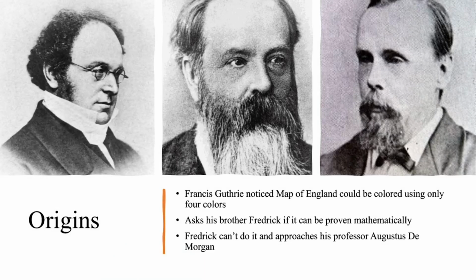The four-color theorem originated when mapmaker Francis Guthrie noted that a map of England could be colored using only four colors. He went to ask his brother Frederick, who was studying math under Augustus de Morgan, if it could be proven mathematically. His brother could not do it himself and would go on to ask de Morgan if he could prove it. His professor was unable to prove the conjecture.